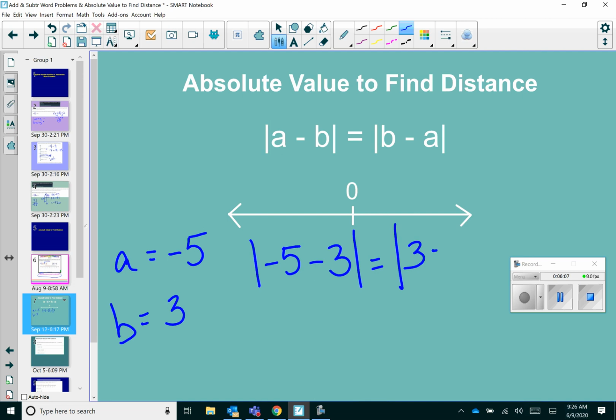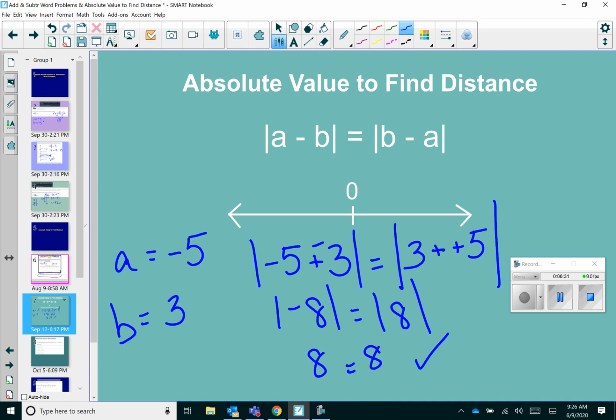So 3 minus -5. If I were to do keep, change here, this would become plus negative. So that would give me the absolute value of -8. And here, keep, change, that would be the absolute value of 8. Well, what is the absolute value of -8? 8. And what's the absolute value of +8? 8. So it works.